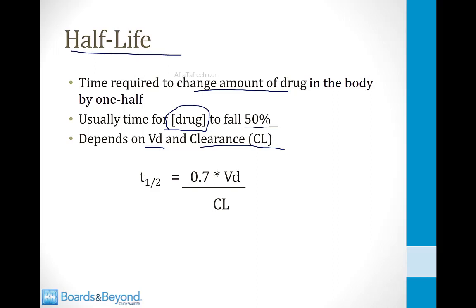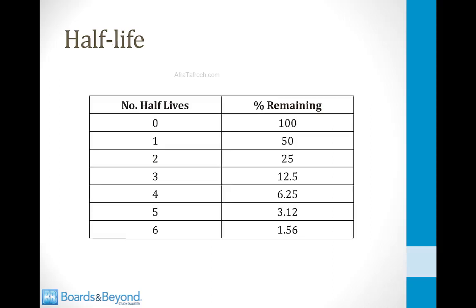So the equation for half-life is that the half-life is equal to 0.7 times the volume of distribution divided by the clearance. So let's talk about what's going on inside the body after each half-life. Let's imagine that at time 0, we have 100% of the drug inside the body. Well, once one half-life goes by, the amount in the body will have fallen by 50%. So now we have 50% remaining in the body.